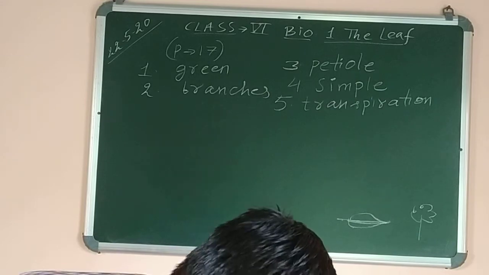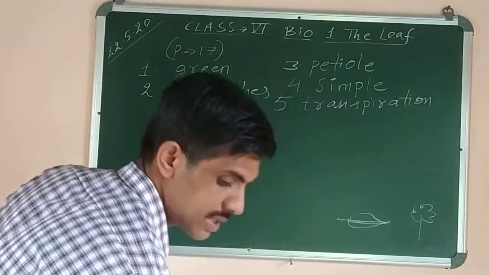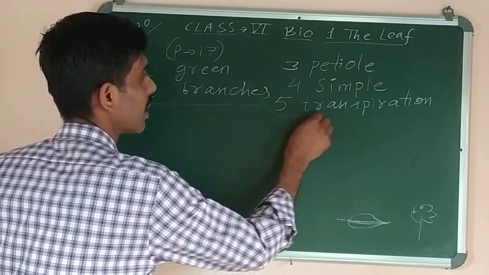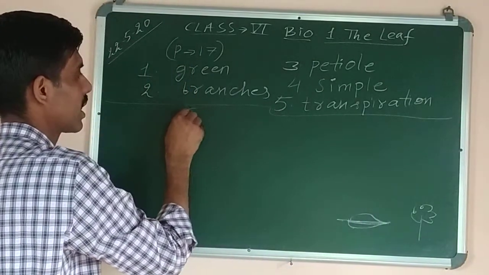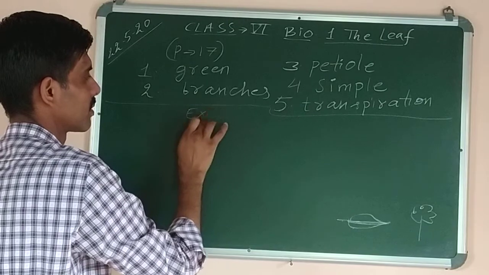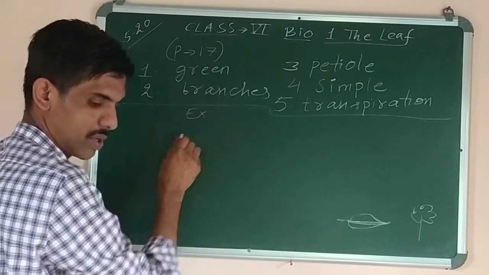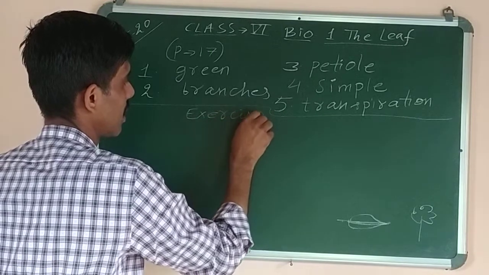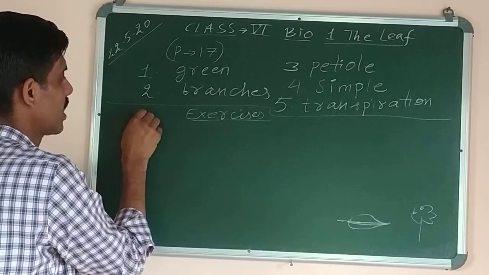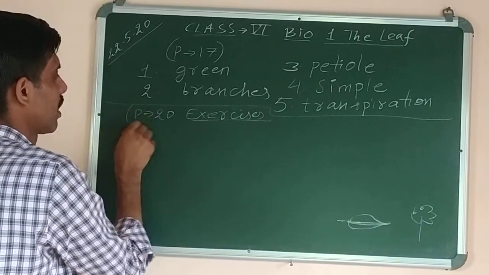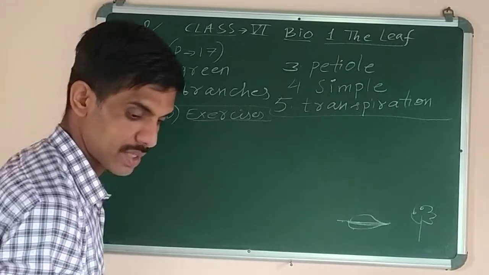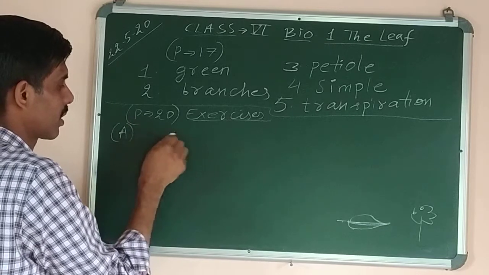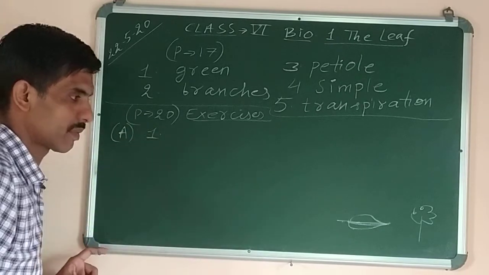Now we have to move on to the next question, that is exercises on page number 20. So now we move on to the exercise, the question answers. Okay, the next one is exercises. Page number, I will write here, 20. Now what is the first question asked? Name the following. Question number A. Name the following. Okay. Now the first question.